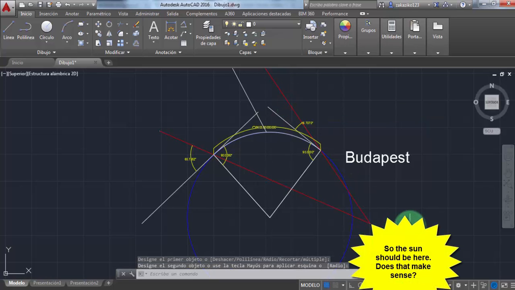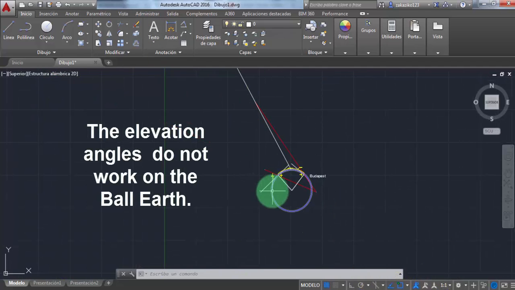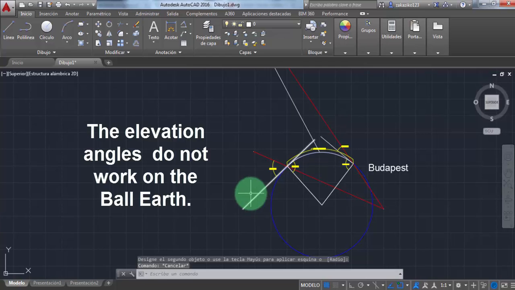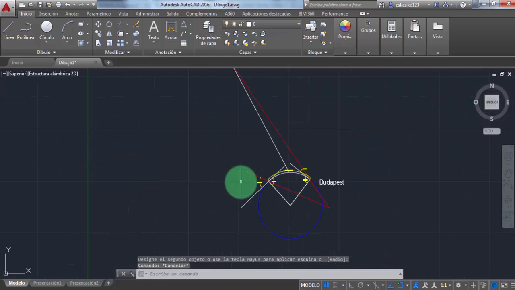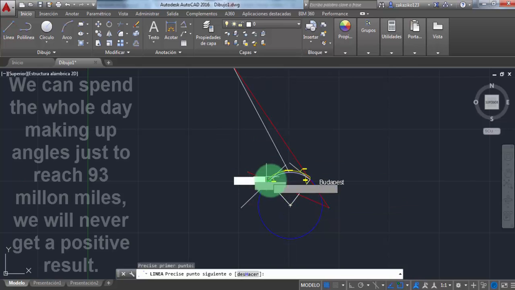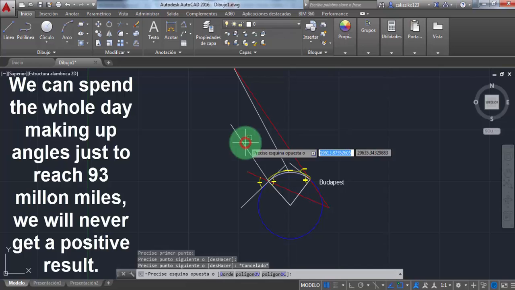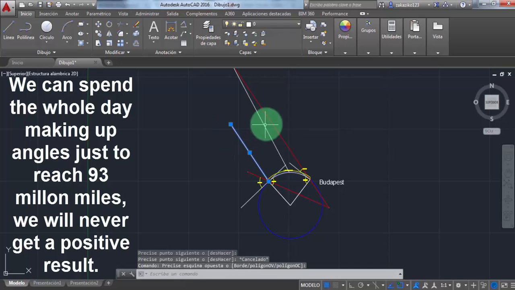Does that make sense? The elevation angles do not work on the ball Earth. Think about it for a second and you will find out that these lines will never work on the globe we think we live in. We can spend the whole day making up angles just to reach 93 million miles. We will never get a positive result.